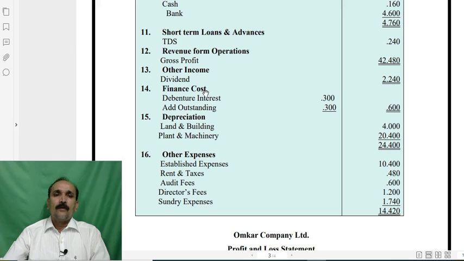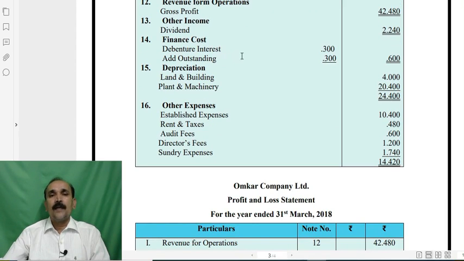Note 14, finance cost. Debenture interest for 6 months 300. Add outstanding for 6 months 300, total 600. The calculation is 1 lakh multiplied by 6 divided by 12, multiplied by 6 divided by 100. Note 15, depreciation. Land and building: this balance is transferred from tangible assets, depreciation balance. Plant and machinery, also 20,400, transferred from tangible assets. Total depreciation 24,400.